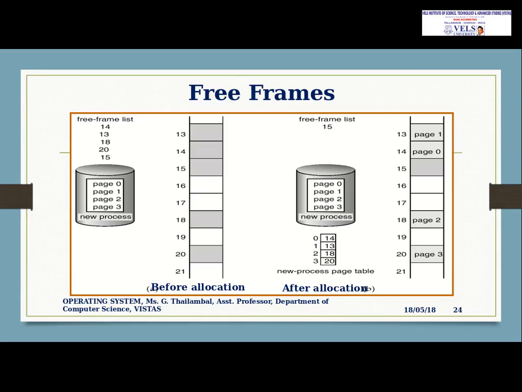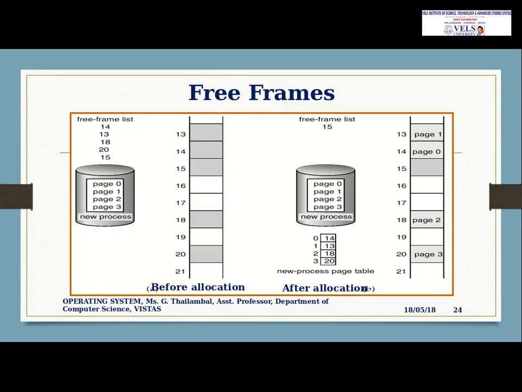Okay, and that will be updated in the process page table. So the 0th page being in the 14th frame is updated in the page table. And you take the second page, page 1. For page 1, the next free frame is 13 now. So 13 will hold page 1, and the page table will be updated with the value 13 as the frame number for page 1. Similarly, it allocates all other pages with the help of the free frame list.